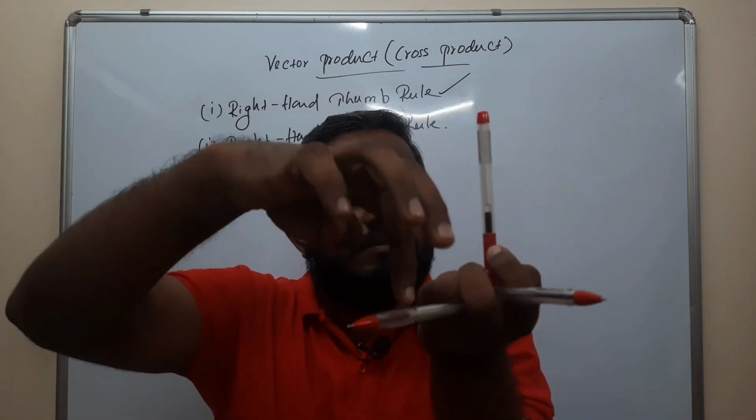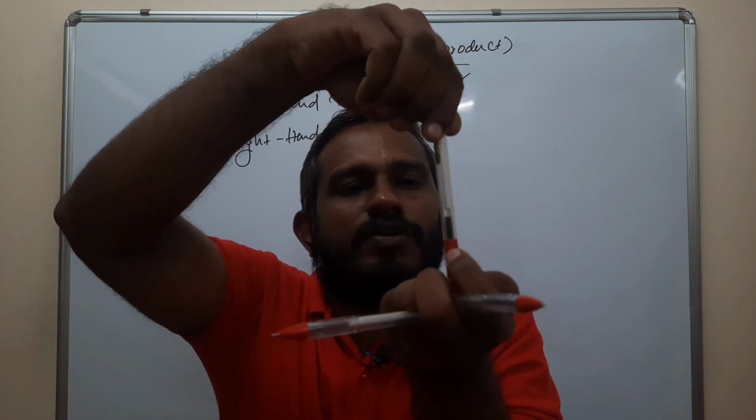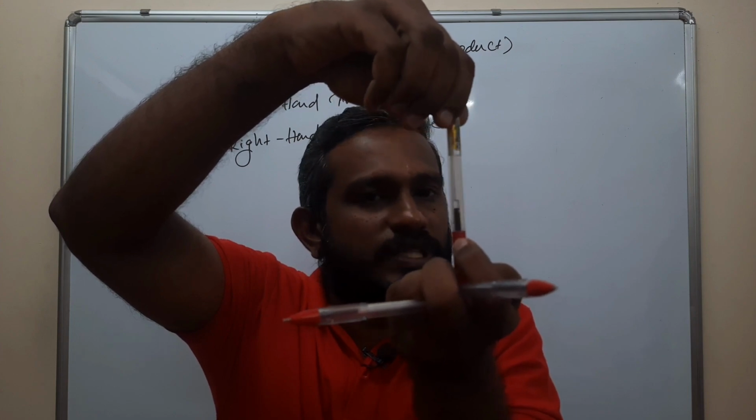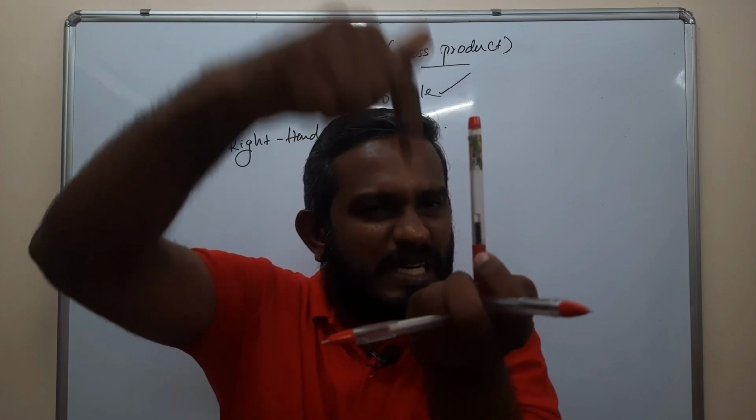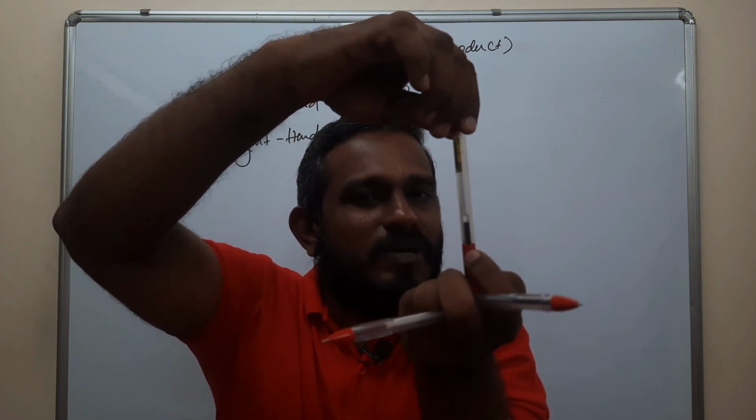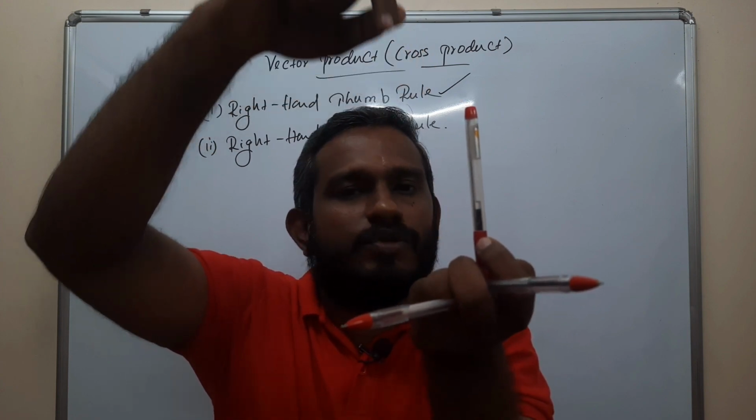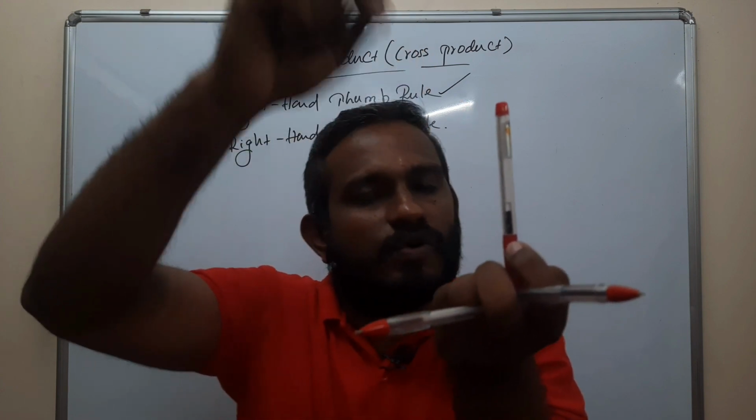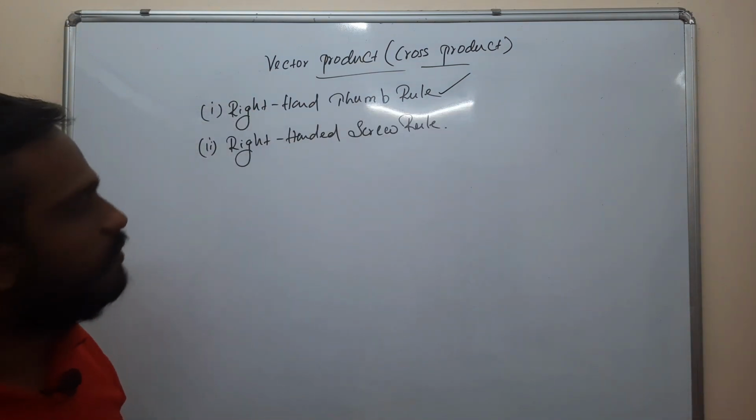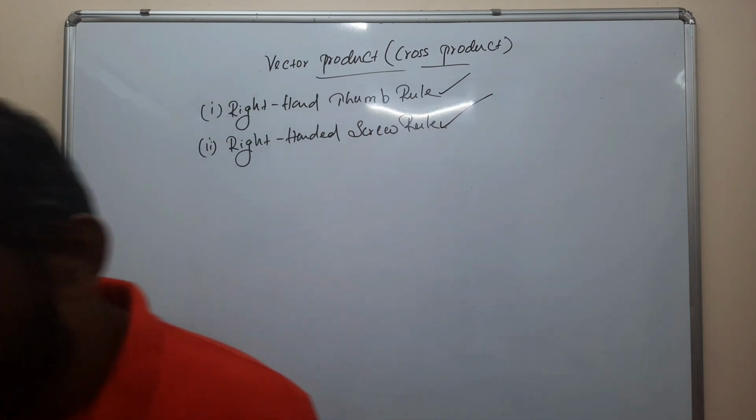Now B vector cross A vector. From B vector to A vector you rotate the screw. If you are rotating the screw in this direction, the screw will go downwards, or the screw will pierce. So the direction of the unit vector is acting in the downward direction. Clear? So that is the right-handed screw rule.